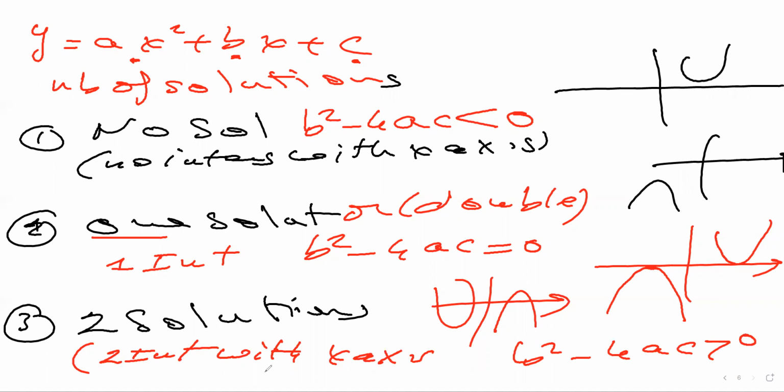Is that clear? So in the linear, I have none, one, or many. In the quadratic, I have none, one, but instead of many, I have 2. Is that clear till now? Yes. Very good.